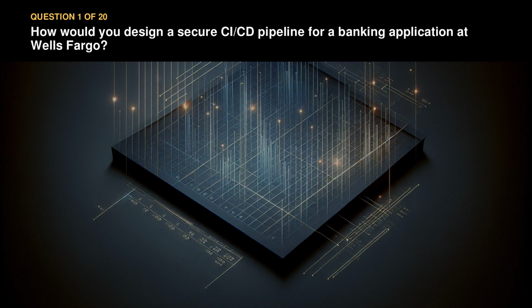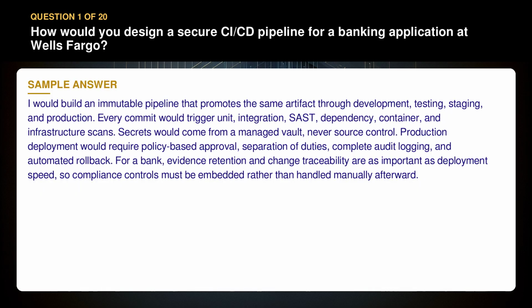Question 1. How would you design a secure CI/CD pipeline for a banking application at Wells Fargo? I would build an immutable pipeline that promotes the same artifact through development, testing, staging, and production. Every commit would trigger unit, integration, SAST, dependency, container, and infrastructure scans. Secrets would come from a managed vault, never source control. Production deployment would require policy-based approval, separation of duties, complete audit logging, and automated rollback.